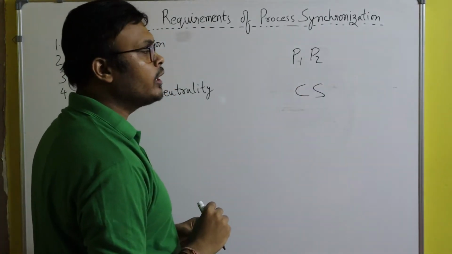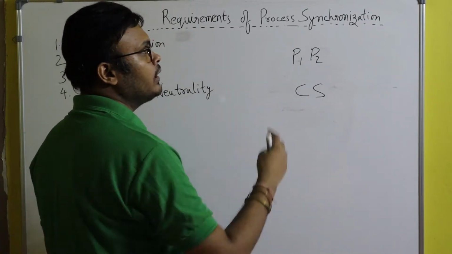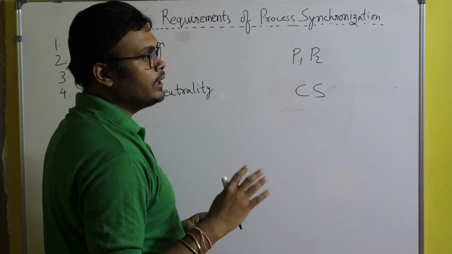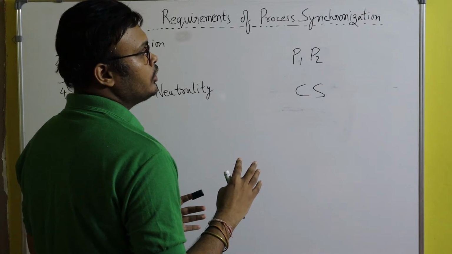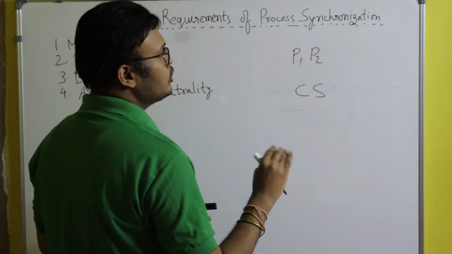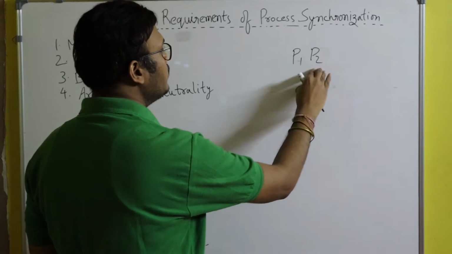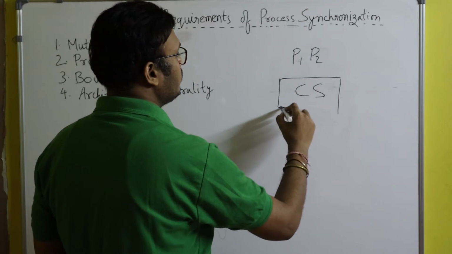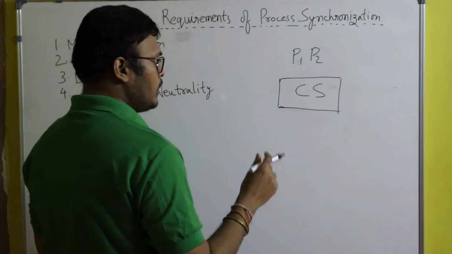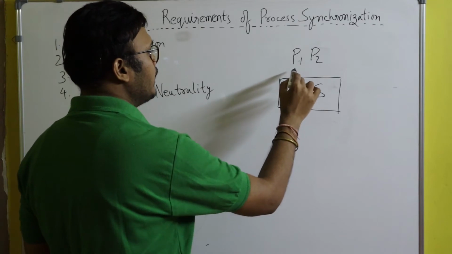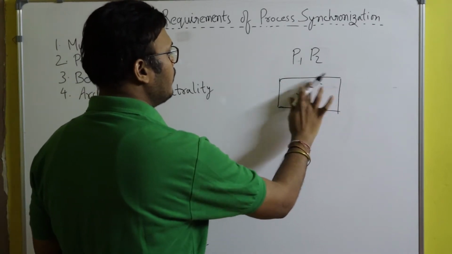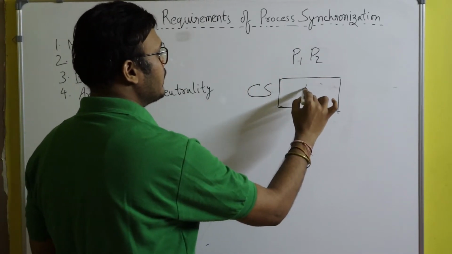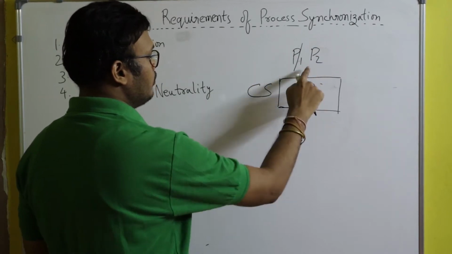Why do they want to enter into the critical section? Because the critical section contains shared resources, which should be accessed by both P1 and P2. So in order to access those resources, both these processes want to enter inside the critical section. Suppose P1 entered inside the critical section. Here I am writing CS. So P1 is here.